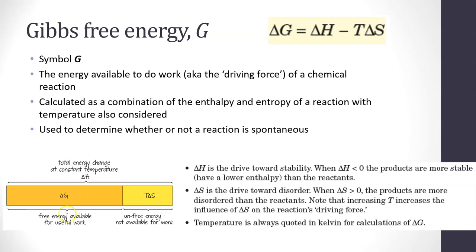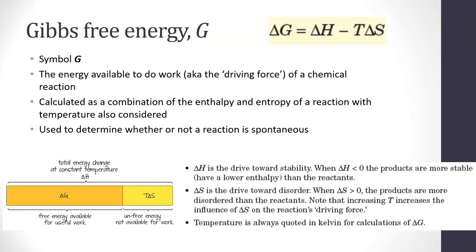Delta G, however, is the free energy available to do work, and T delta S is the energy tied up, not available to do work. It's tied up in increasing disorder. So delta H is the drive towards stability. When delta H is less than 0, the products are more stable; they have a lower enthalpy than the reactants. Delta S is the drive towards disorder. When delta S is greater than 0, the products are more disordered than the reactants.